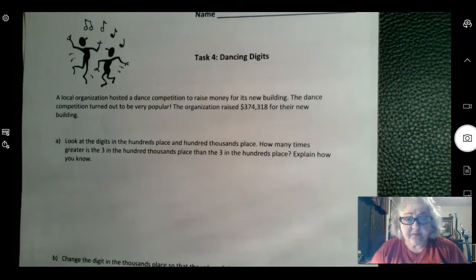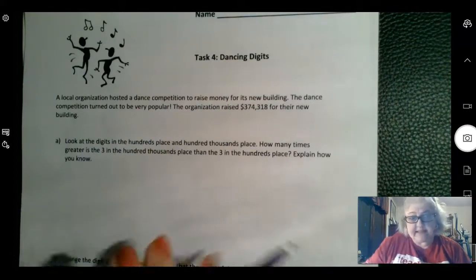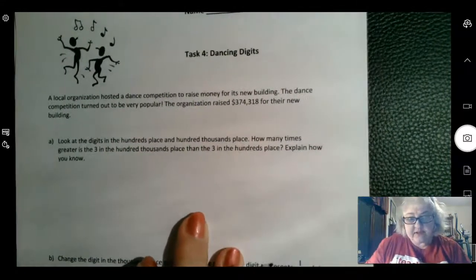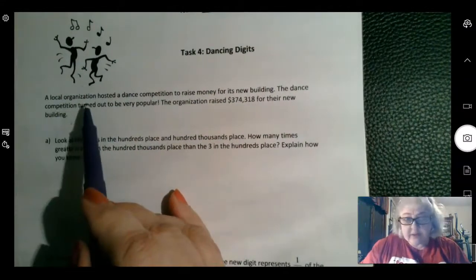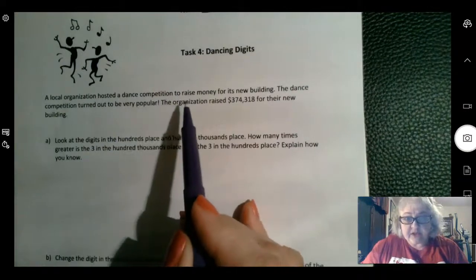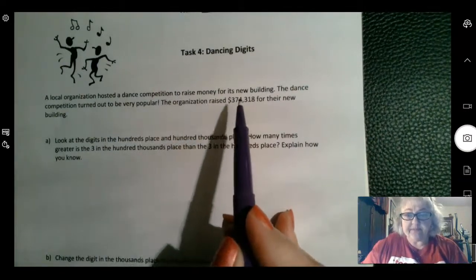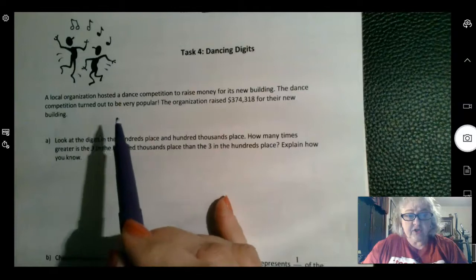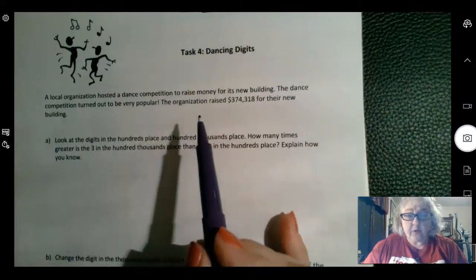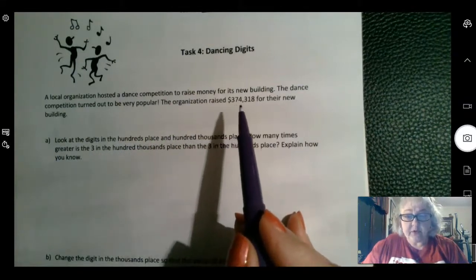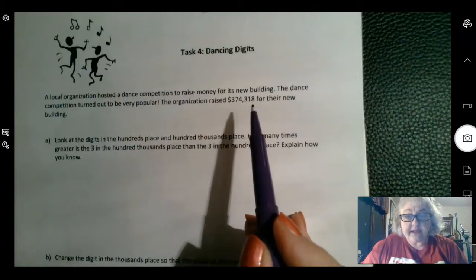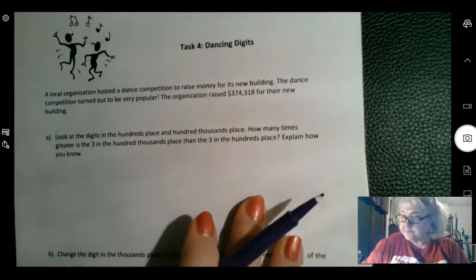We're going to now participate in the discussion part of our task. We were doing task 4 in a series of tasks about decimals. The title of this one was Dancing Digits. And here was our situation. A local organization hosted a dance competition to raise money for its new building. The dance competition turned out to be very popular. The organization raised $374,318 for their new building.